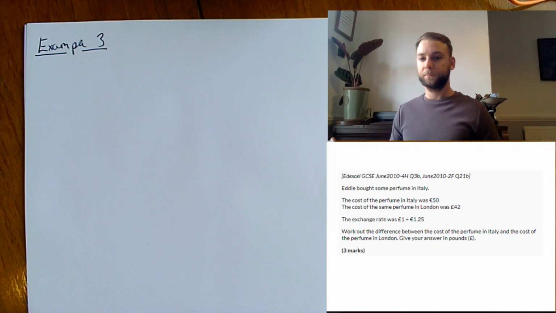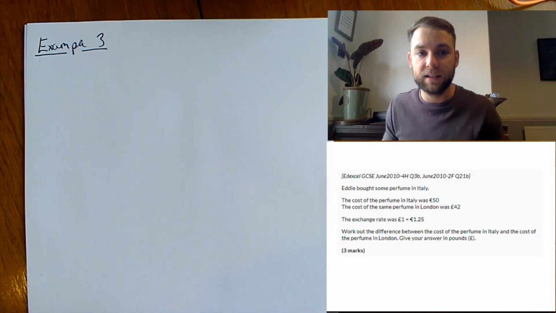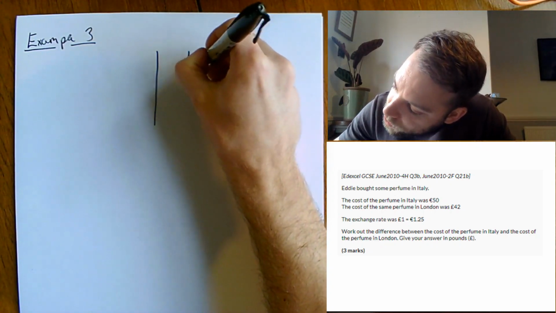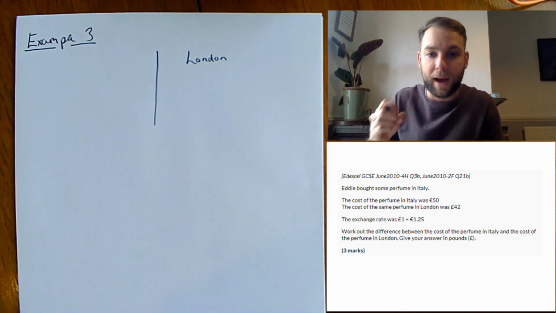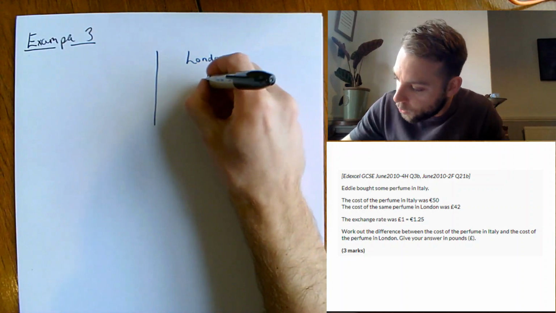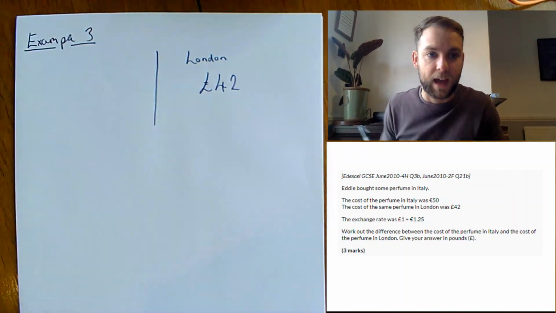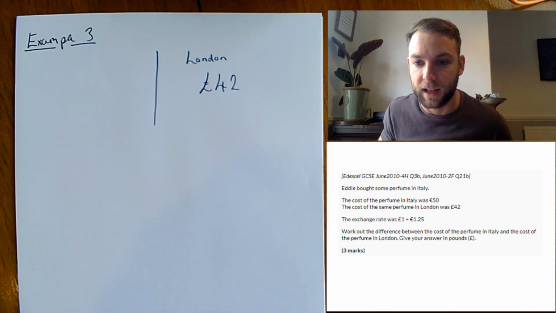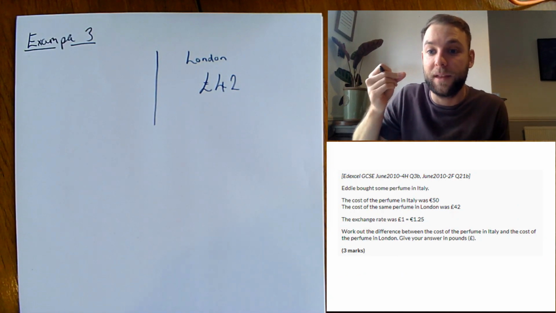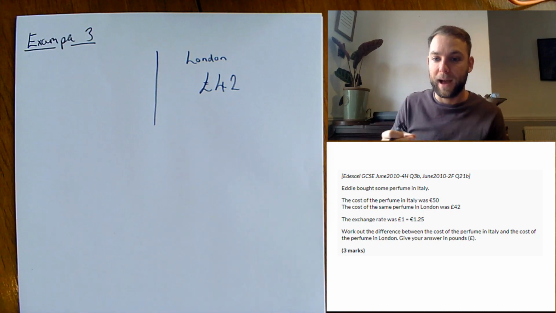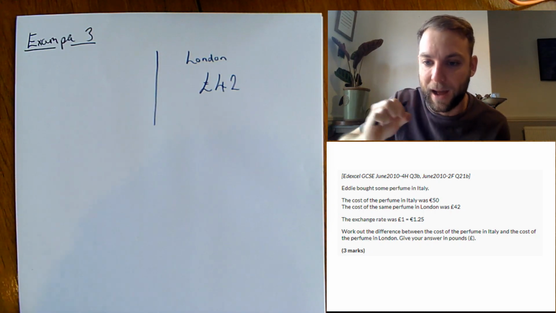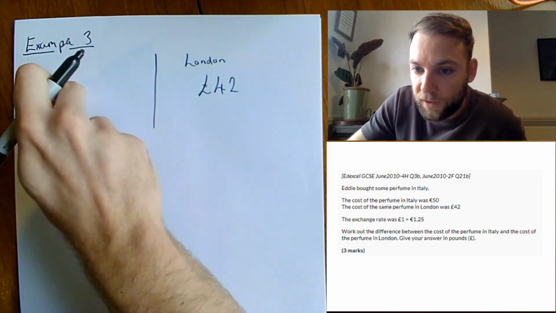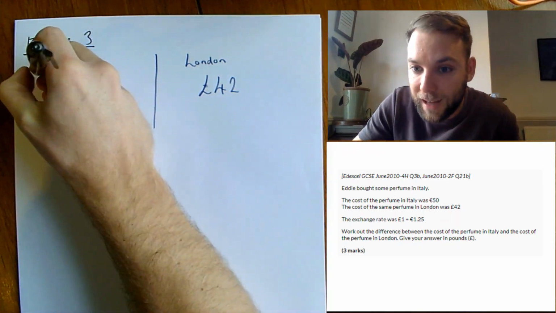So, the thing that I need to convert with this one is, I already know how much this costs in London because we want it in pounds. We know that it's £42 in London. And the thing that I need to think about here is converting it from the Italian euro into pounds. Because if you notice at the end, it says give your answer in pounds. So I'm going to start off here with the 50 euro. If I want to convert that to pounds, let's write down what that conversion is.